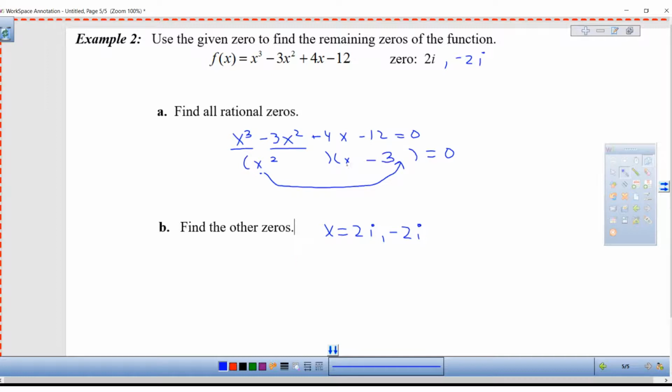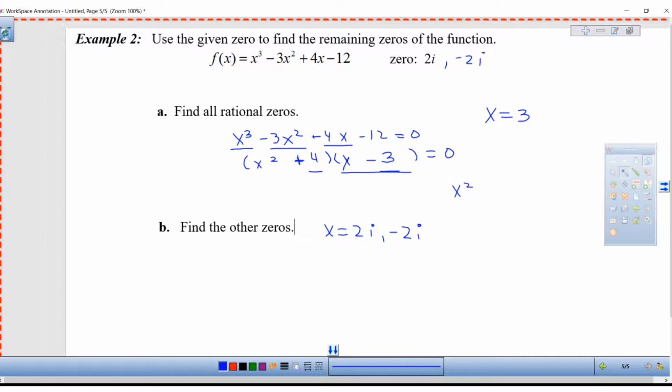You want your x term to be a 4x. So what would I put here to make, when I do the outer and inner of FOIL, 4x? That would be a plus 4. Then I always take a quick second and I look at it, and then I check my last terms. So is a positive 4 times a negative 3 a negative 12? Yes. Okay. So this guy gives me a rational zero of x equals 3. So I've taken care of that one.